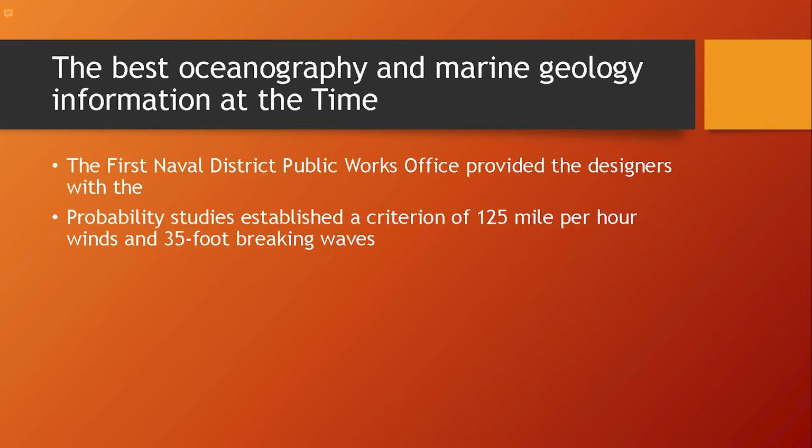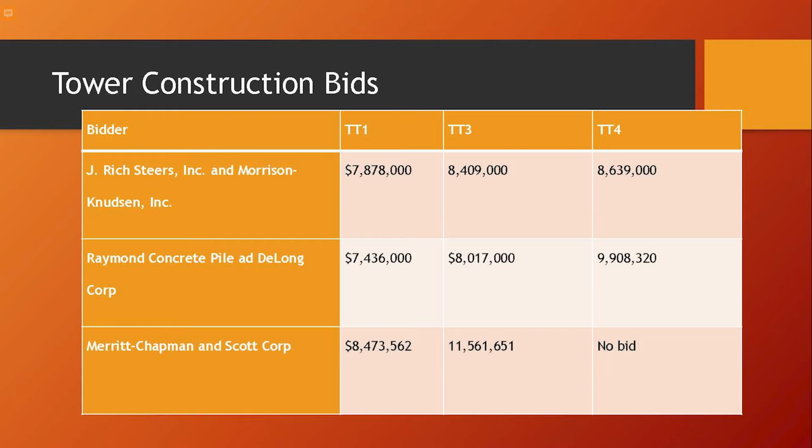Probability studies established a criteria of 125 mile-per-hour winds and 35-foot breaking waves. In the 1950s, there were some theories that proposed that random pressure fluctuations in wind significantly generated wind waves. We now know that waves are controlled by wind velocity, wind duration, and fetch, or the distance over which wind blows. Three engineering and construction companies bid on the tower construction.